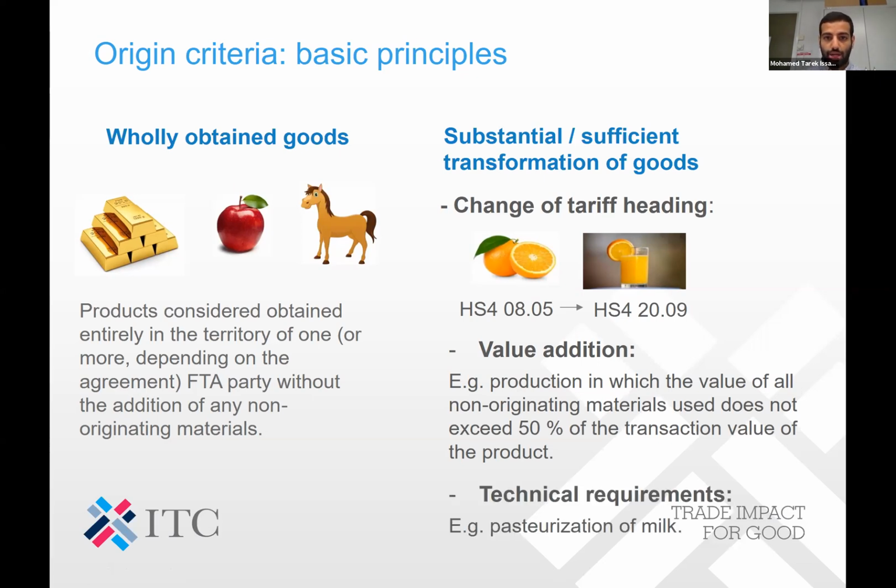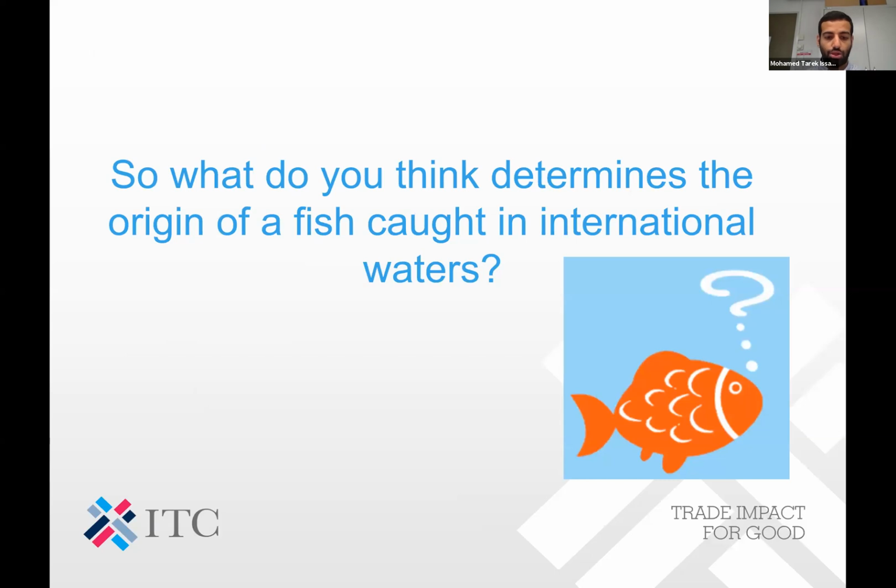Also, some technical requirements. If I pasteurize the milk in Ethiopia, I can say that it has originated in Ethiopia, even if this was produced in another country. Okay, so this is how we define the origin of a product. I hope this is clear. Let me know if you have questions.